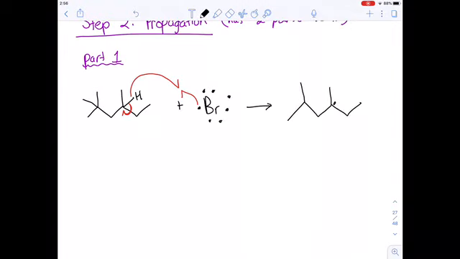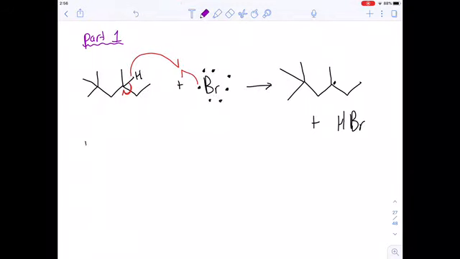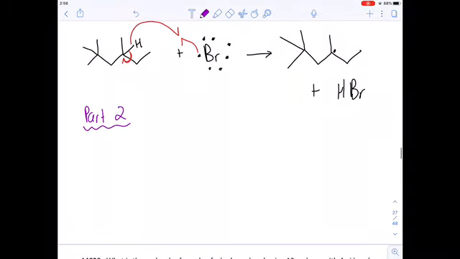Alrighty. So, the product is going to look like this. Okay. And then you're also going to have the formation of HBr. So that's part 1 of the propagation step. Part 2 is going to be the radical on the chain that we just created interacting directly with another Br2 in solution.